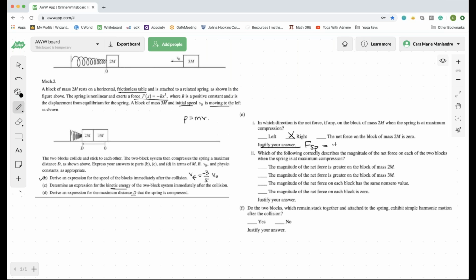The force of the spring is a restoring force. All right, you could also say it's equal to negative kx. I think that would work too.